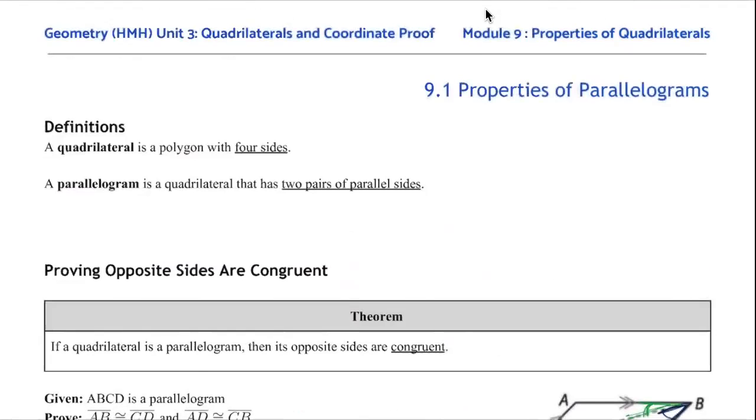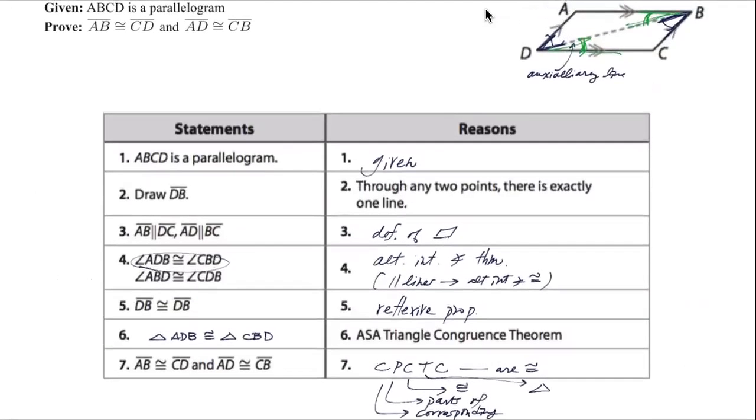Okay, so we're back. Here is what you should have done. First of all, as it was implied, you should have drawn an auxiliary line right there. You're allowed to do that because through any two points there's exactly one line. And we know that AB and DC are parallel and AD and BC are parallel because of the definition of parallelogram. And we know that these two angles right here are congruent, and these two as well.